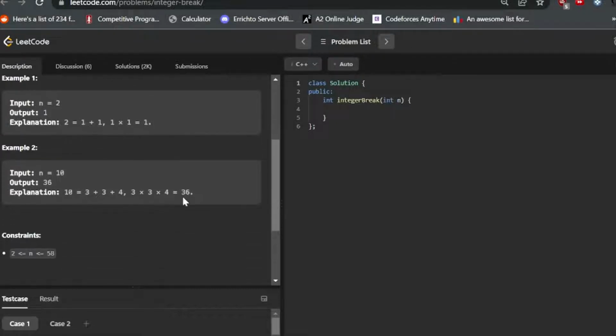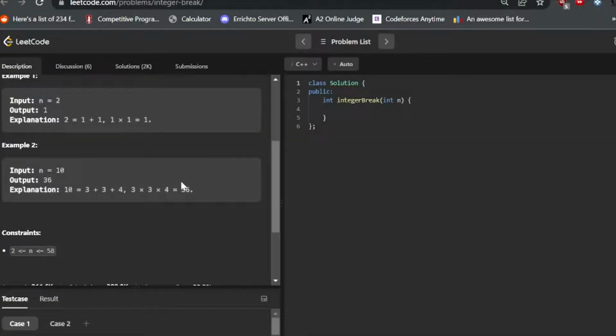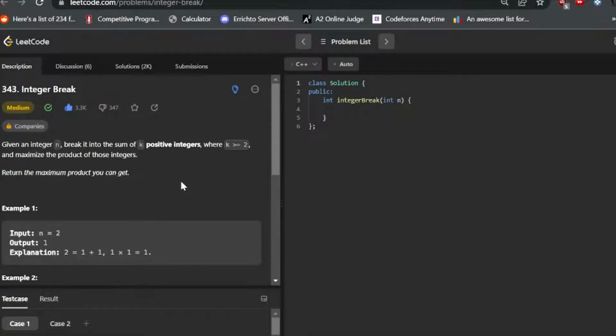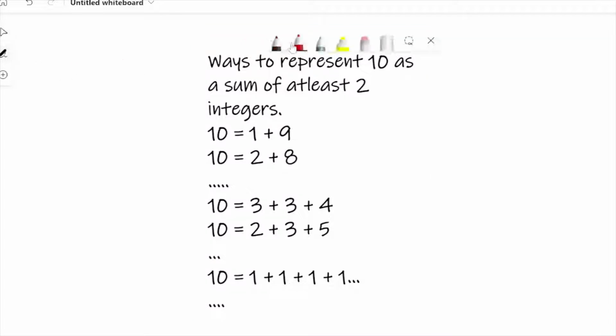Okay, the constraints are that n is less than or equal to 58. Okay, so here we have to look at the most optimal way of dividing an integer into components such that their sum is that number and we get the maximum product when we multiply those. So let us have a look at some examples. Let us suppose we are given n as 10.